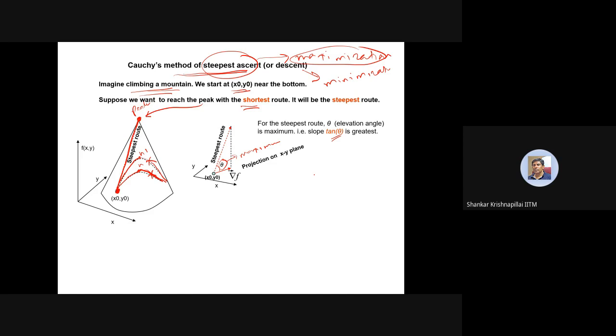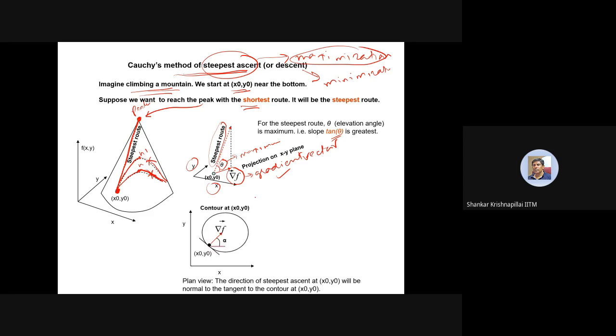This is the steepest route, and the projection of the steepest route on the xy plane is called del F. This is called the gradient vector. So the gradient vector is nothing but the projection of the steepest route on the xy plane. So how do you find the gradient vector? We can find it graphically. The direction of the steepest ascent at x0, y0 will be the normal to the tangent to the contour at x0, y0.